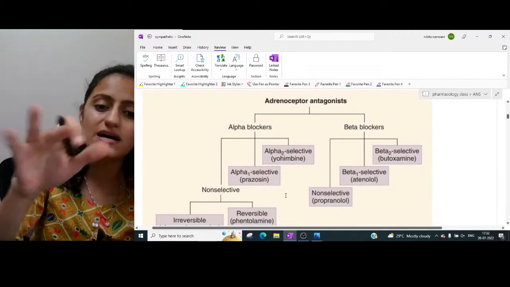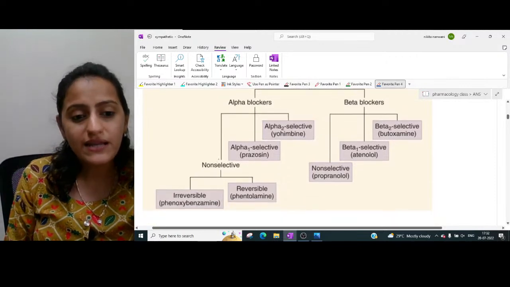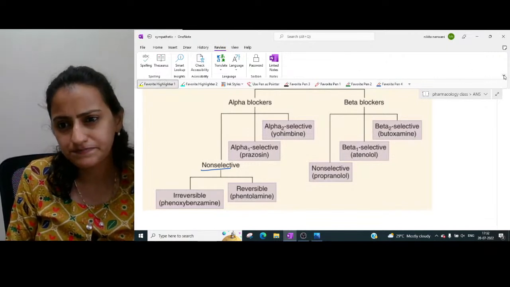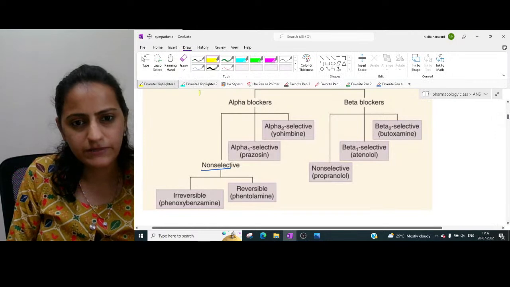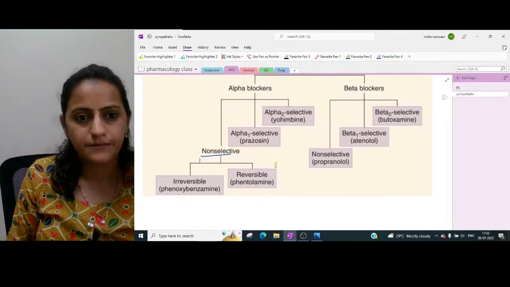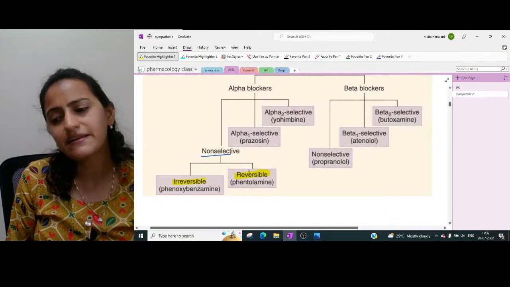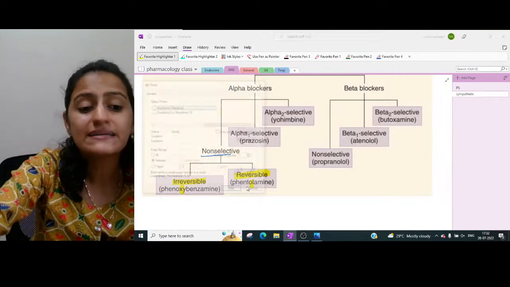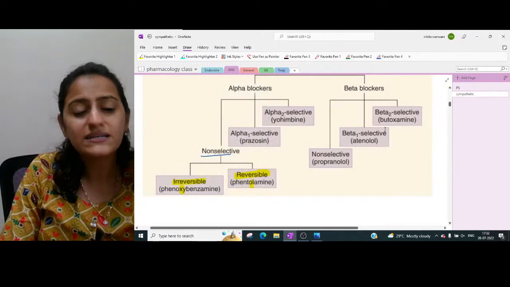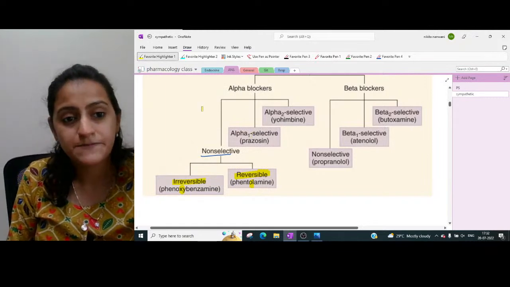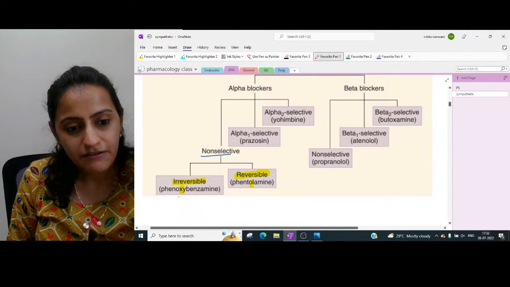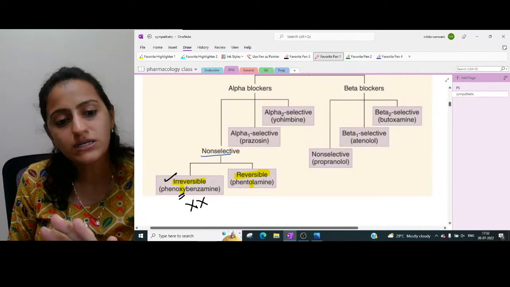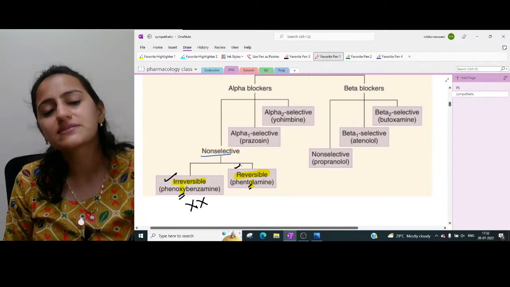We saw the alpha agonists, now we are seeing alpha blockers. So in alpha blockers, again non-selective. Here we have irreversible and reversible. So remember this X one, O one, that tells you that these are the antagonists, these are blockers. Out of this, phenoxybenzamine is irreversible. Remember X means complete block, and phentolamine is reversible.